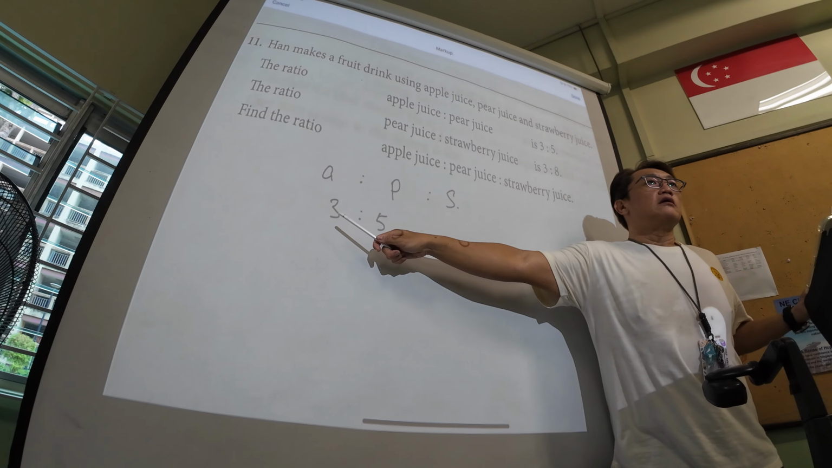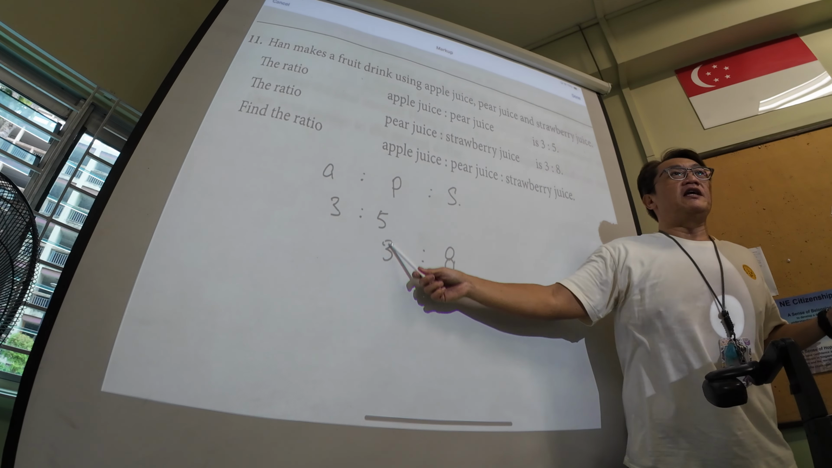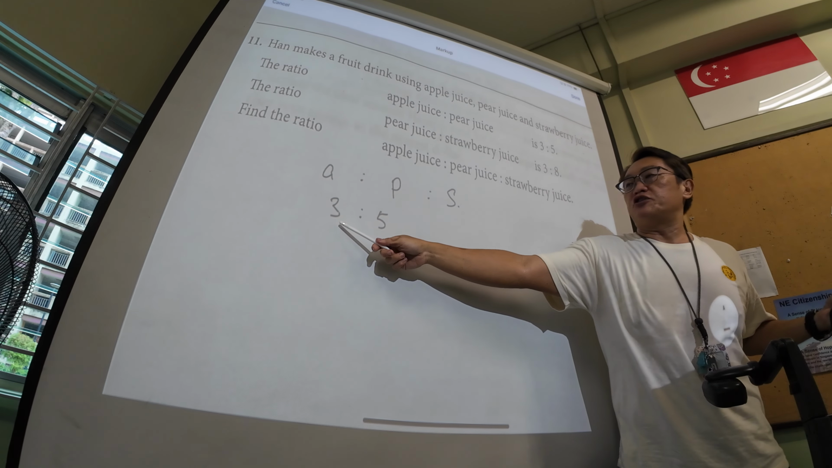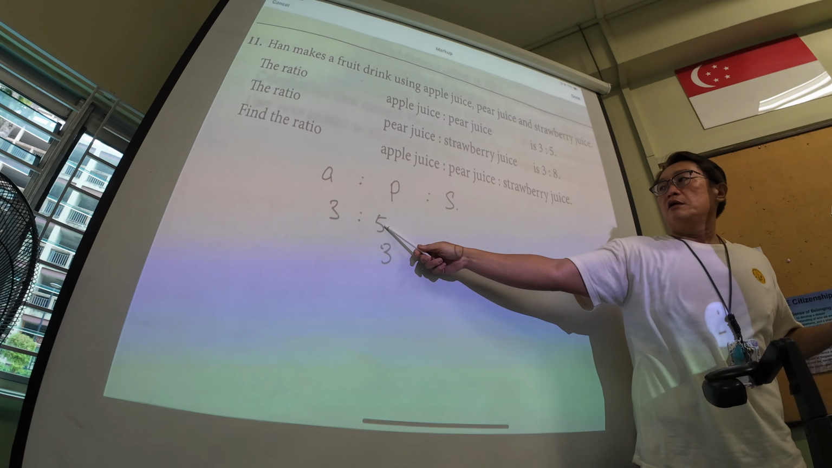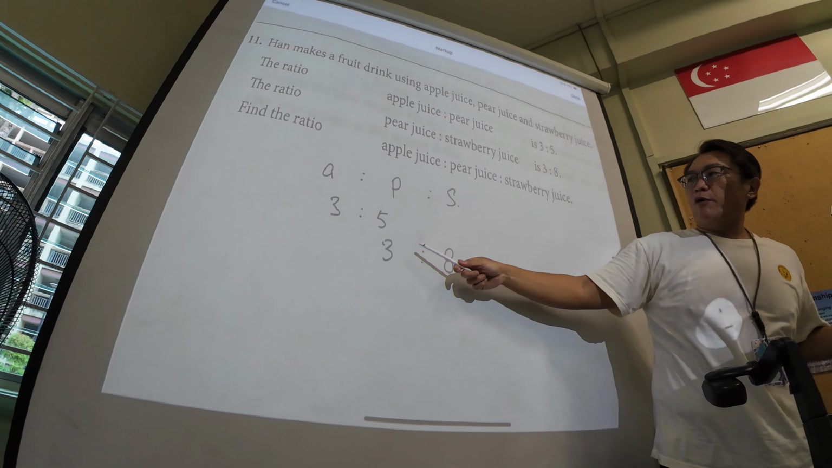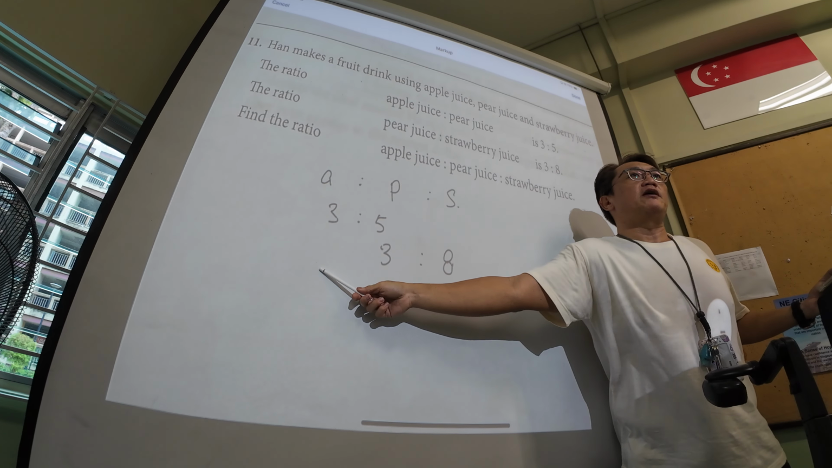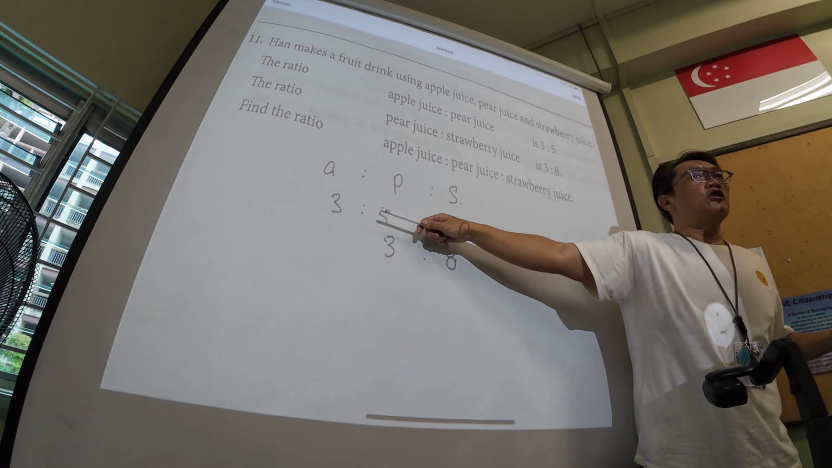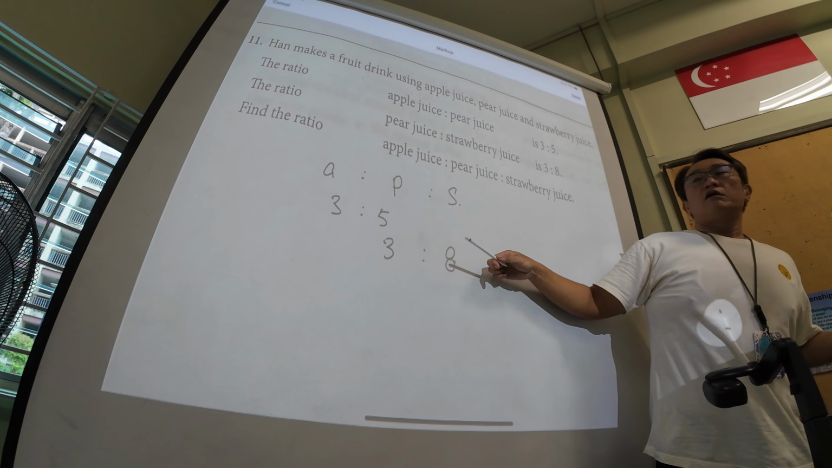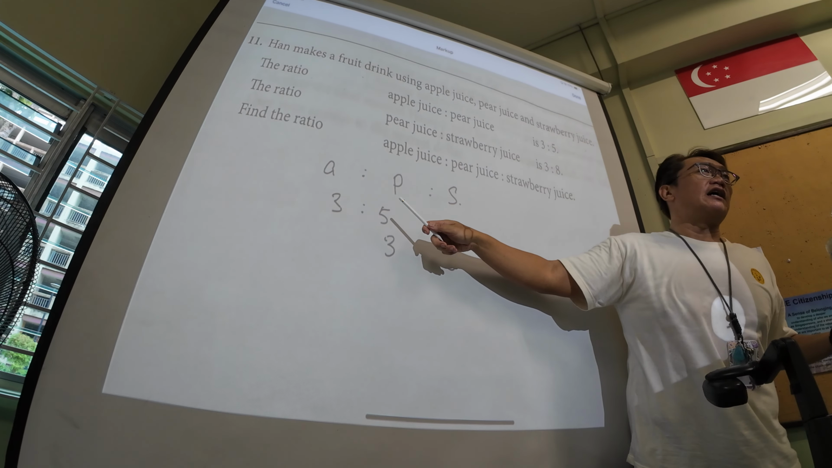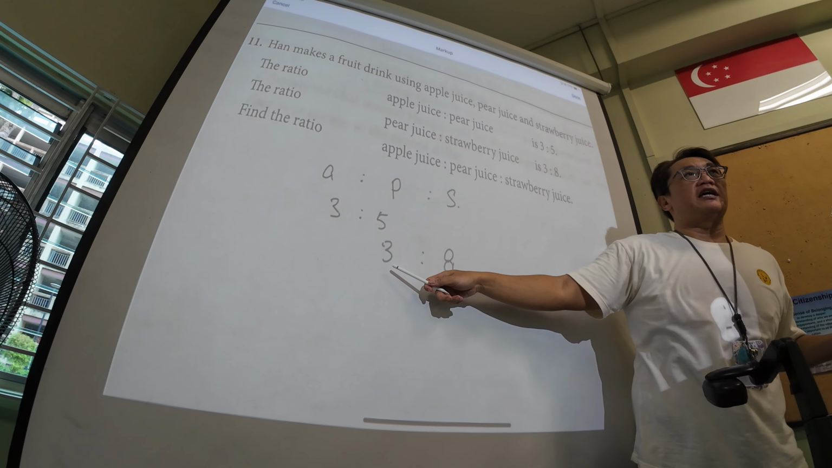Okay. We cannot leave it like that in 2 lines. What we want is finally everything in 1 line. So when apple juice is 3 units, pear juice is 5 units, but we don't know this one. Then when pear juice is 3 units, strawberry juice is 8 units, but we don't know what apple juice is. So how can we make it known for all? Yes, we need to multiply something until the common one becomes the same. So the lowest common multiple of 5 and 3 is 15.